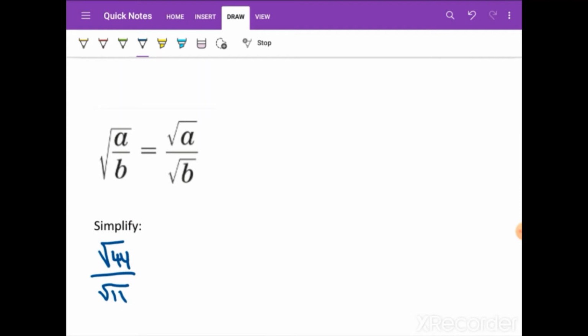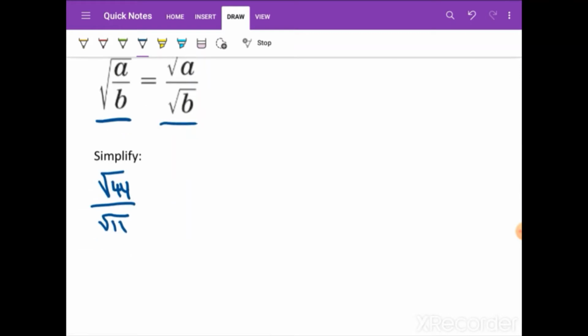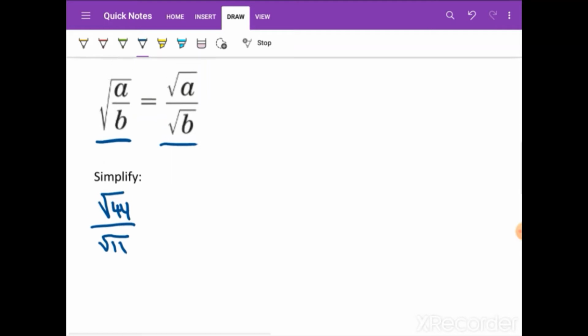The next rule we need to know is the square root of a over b equals the square root of a over the square root of b. In this question, we're asked to simplify the square root of 44 over the square root of 11. Using the rule above, we can rewrite this as the square root of 44 divided by 11.